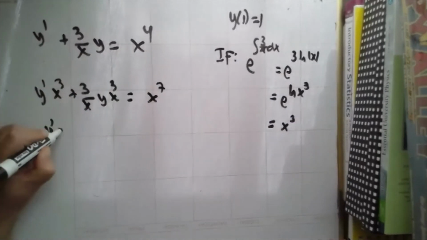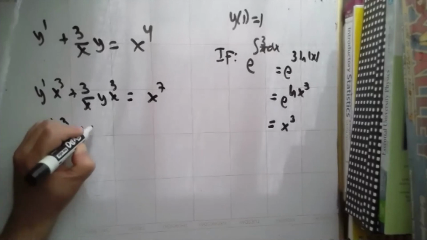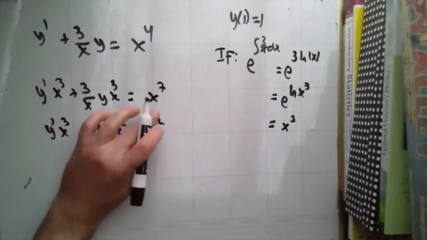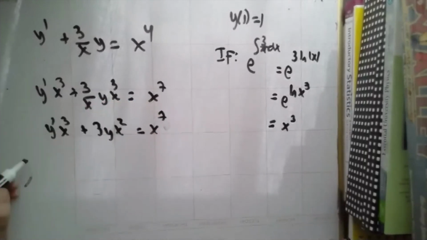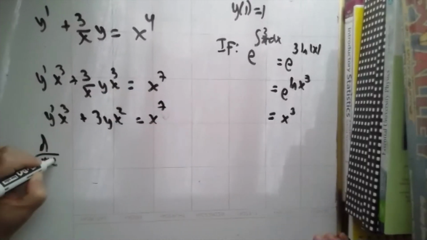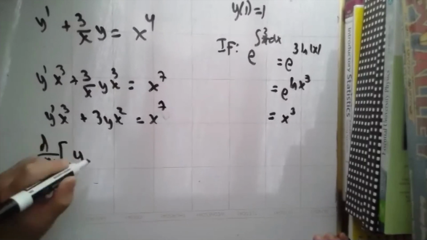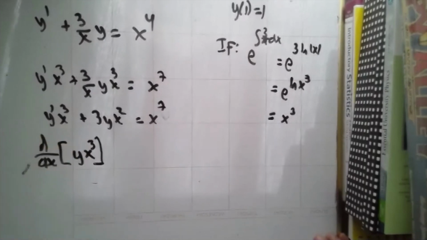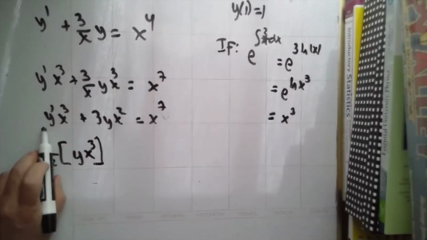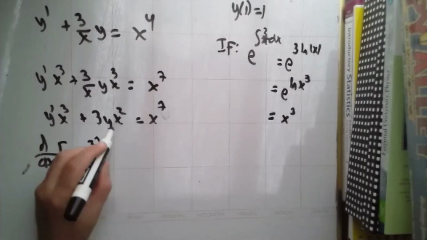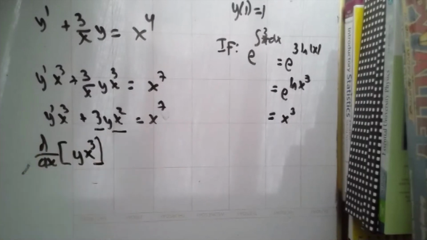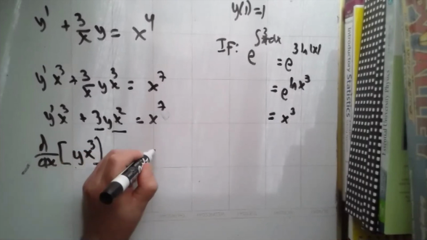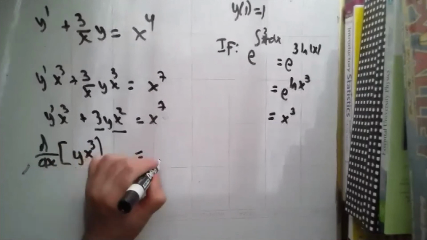Let's clean this guy up a little bit. And then we should check that this is in fact the derivative, the product rule of y times x cubed: derivative of the first times the second, plus the derivative of x cubed, leave the first alone.